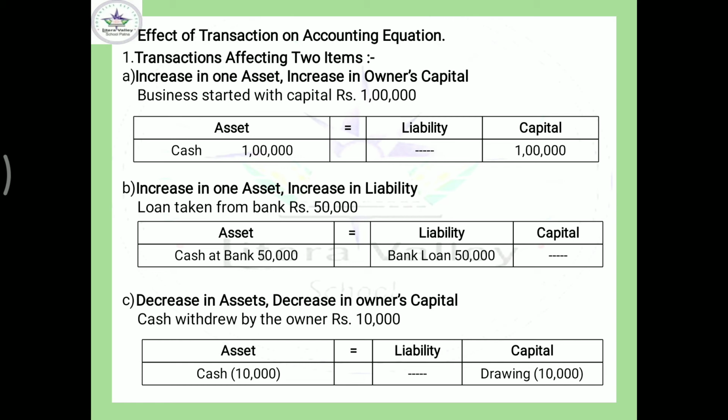Decrease in asset, decrease in owner's capital. See, we are analyzing the effect of opposite side. One will be asset, another will be liabilities or capital. I think you are aware of the word drawing. It was explained in the first chapter.